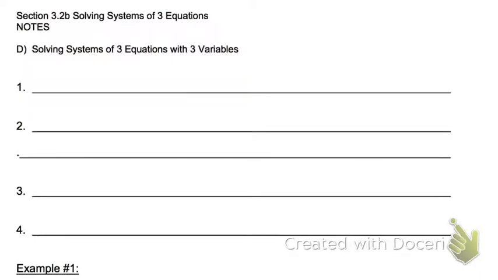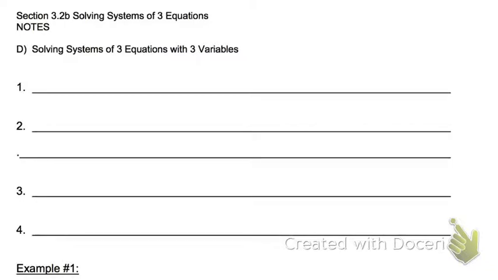With three variables, we're going to have an x, a y, and a z. Or it could be like a, b, c. It doesn't have to be x, y, z, but you will have three variables for the three variables. There are 4 steps. If you follow these 4 steps, it will get you to the answer every time.